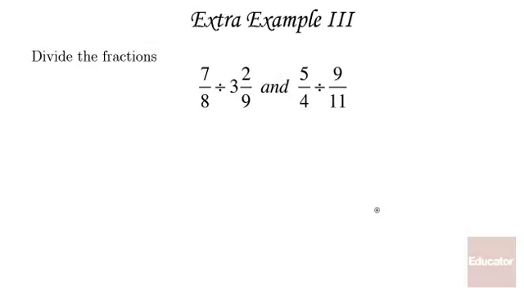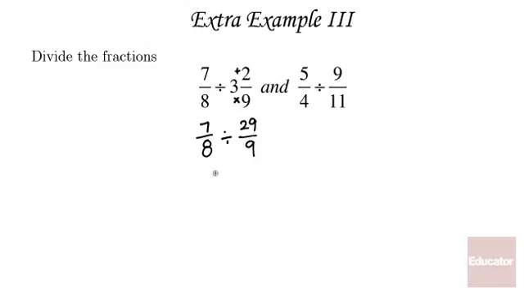Okay, a few more examples. 7 over 8 divided by 3 and 2 over 9. Change this mixed fraction first. So 9 times 3 is 27. Add the 2, that's 29 over 9.